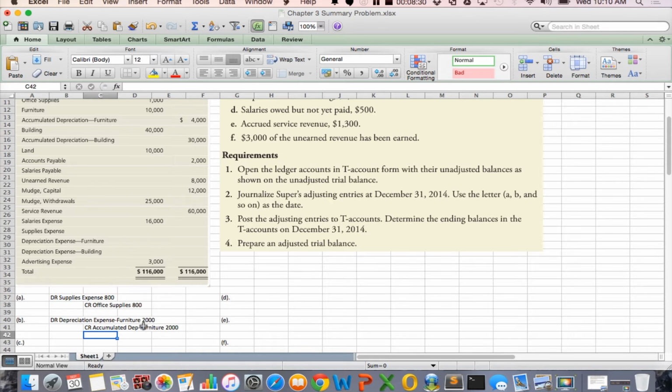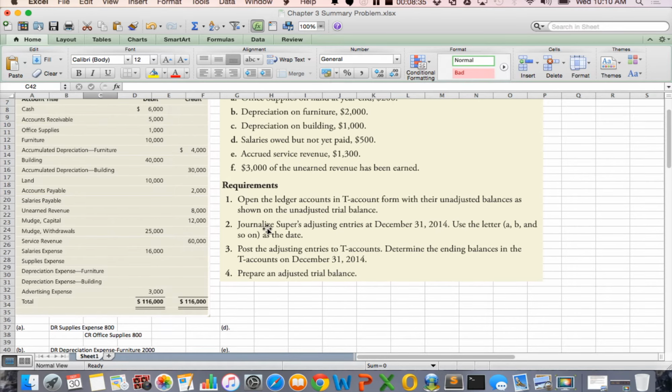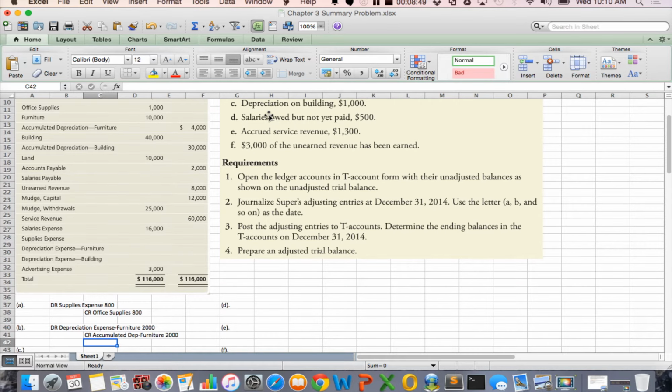Questions on the template or how I got the number? The number was easy for that one because it was listed right there. All you had to do for that one is see the word depreciation, go look at your template that shows you the depreciation format: depreciation expense, accumulated depreciation, debit and credit, like you see right there, and the amount.